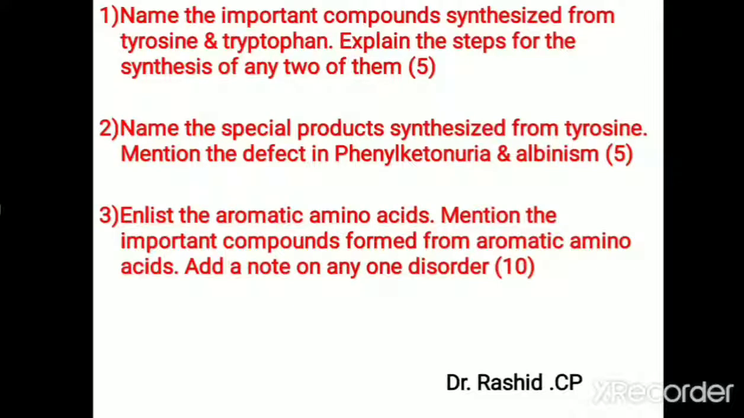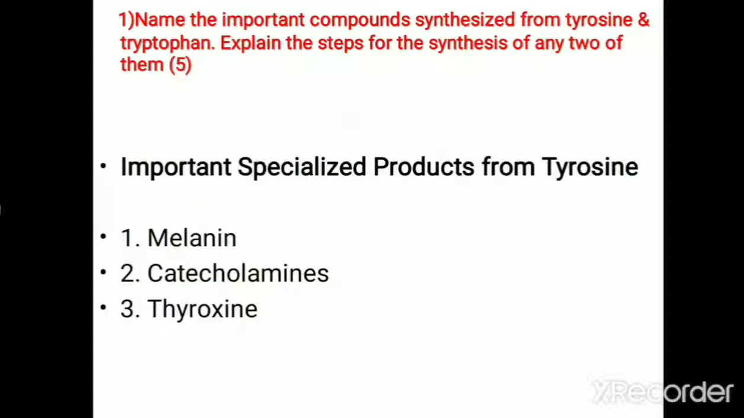Hi everyone, in this video we will discuss a few questions from the metabolism of aromatic amino acids. So the first question is, name the important compounds synthesized from tyrosine and tryptophan, and the second part is, explain the steps for the synthesis of any two of them.